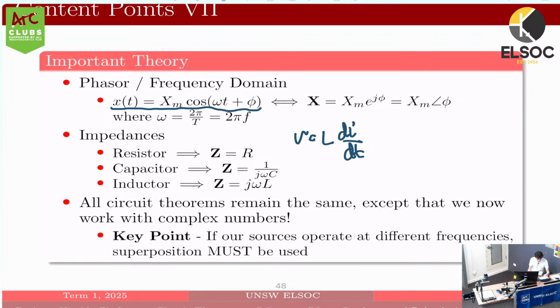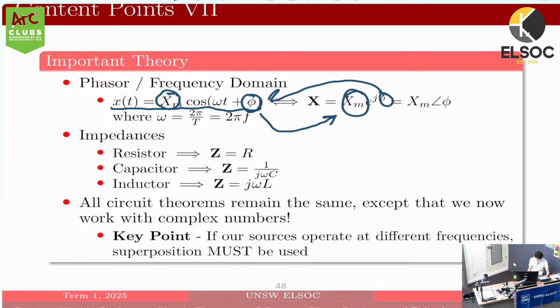So what we can do is that instead of working in the time domain, we start working in the frequency domain. So we can express these sinusoidal signals as a complex number, where the amplitude of the AC signal in the time domain corresponds to the modulus of the complex number, and then the argument corresponds to the phase shift.